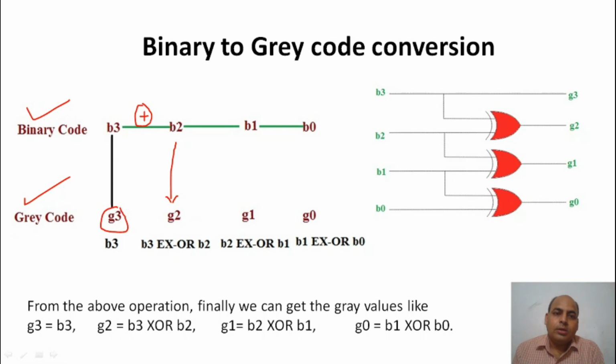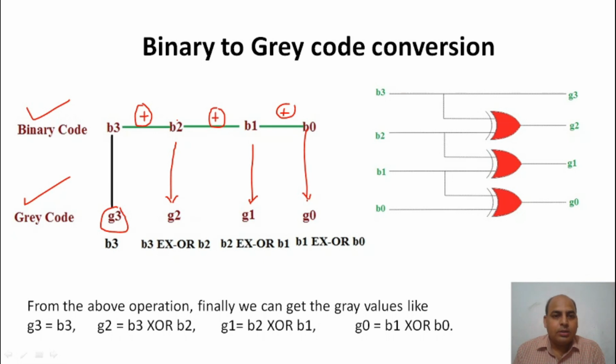After that, B2 is XORed with B1, making the third MSB. Similarly, B1 is XORed with B0, written as the LSB.